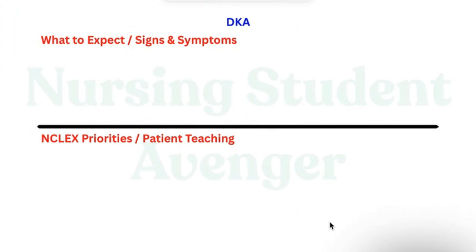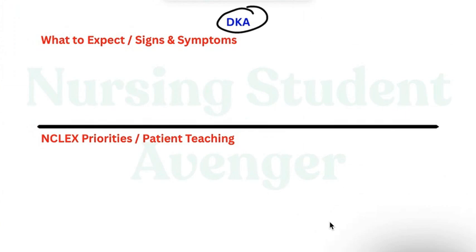Nursing students, if you're fixing to take your NCLEX very soon and this doesn't click yet, let's fix that today. Let's talk about DKA, or diabetic ketoacidosis. Let's see what NCLEX is really trying to look for in DKA. This is what you need to look for, and these are the signs and symptoms that you will see in patients that have DKA.